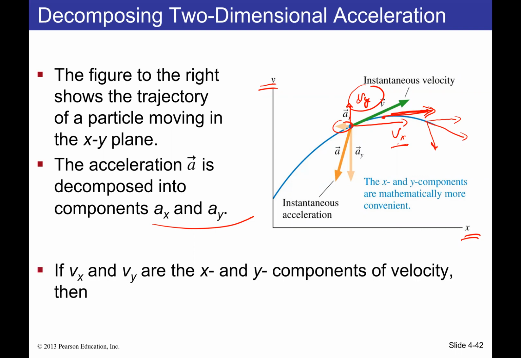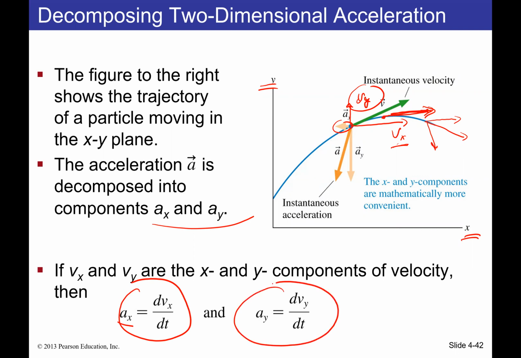Now, because if Vx and Vy are the X and Y components of the velocity, then we can look at the rate at which they're changing and find the acceleration. That means Ax is equal to dVx/dt, and Ay is equal to dVy/dt, because only horizontal acceleration can change your horizontal velocity, and only vertical acceleration can change your vertical velocity.